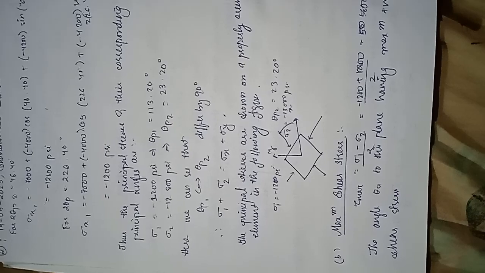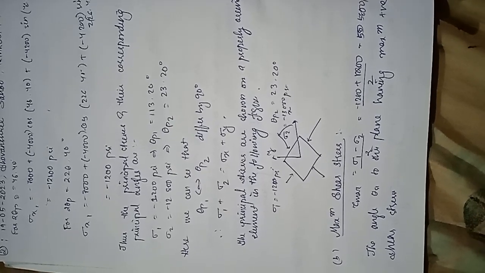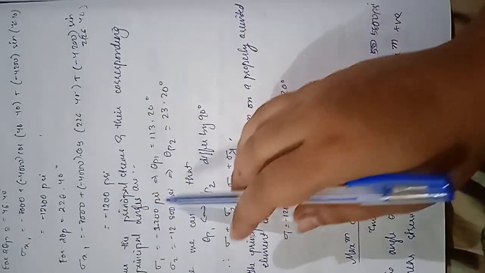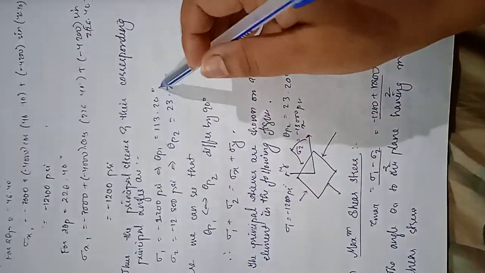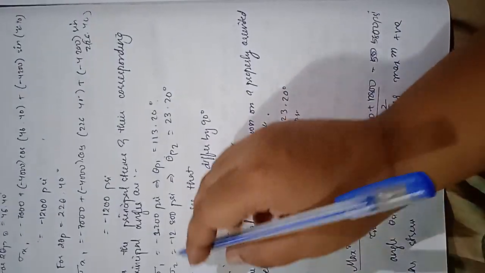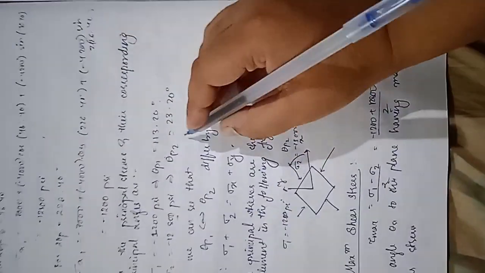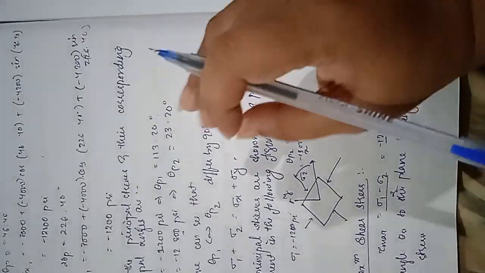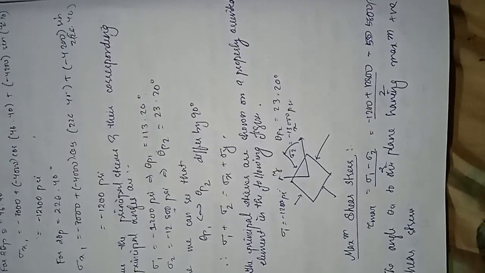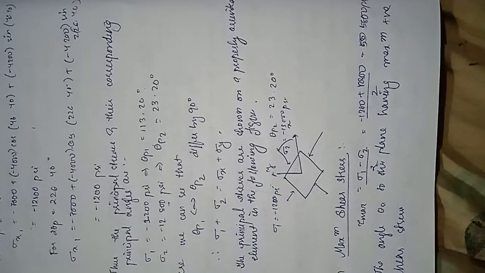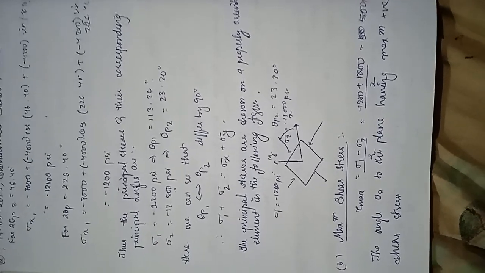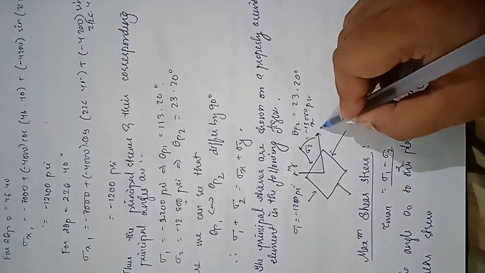Thus the principal stresses and the corresponding principal angles are: sigma 1 is equal to minus 1,200 psi, for theta p1 is equal to 113.20 degrees, and sigma 2 is equal to minus 12,800 psi, for theta p2 is equal to 23.20 degrees. So we can see that theta p1 and theta p2 differ by 90 degrees. So sigma 1 plus sigma 2 is equal to sigma x plus sigma y, and the sketch is shown here.